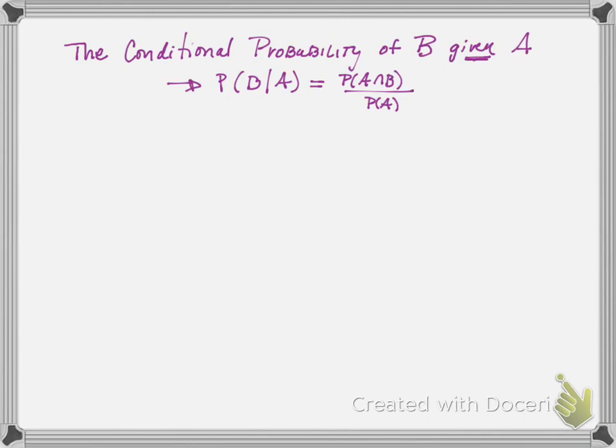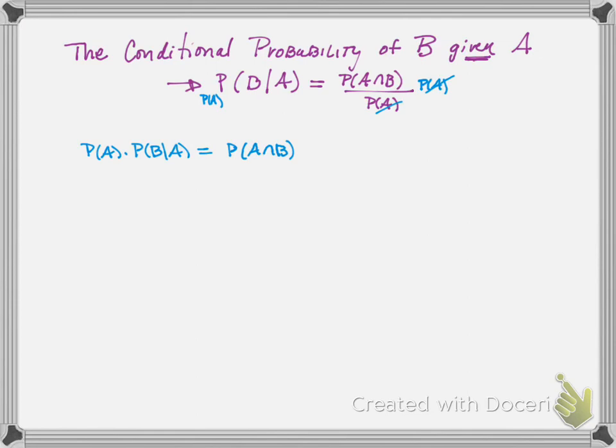Now this formula right here gives rise to another formula. So if I multiply both sides by the probability of A, then what we end up with is the probability of A times the probability of B given A is equal to the probability of A intersect B.